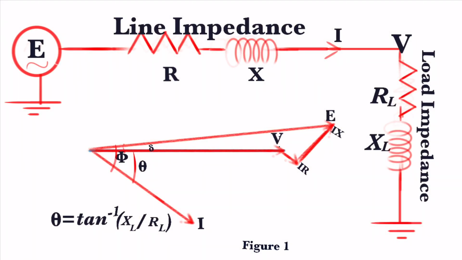This is a circuit diagram most of the electrical engineers are familiar with. Here, E is the sending end voltage and V is the receiving end voltage. R and X are the resistance and inductive part of the line impedance. RL and XL are the resistance and inductive part of the load impedance.